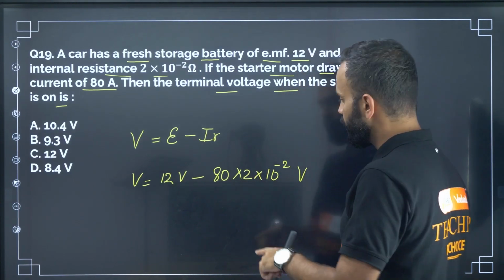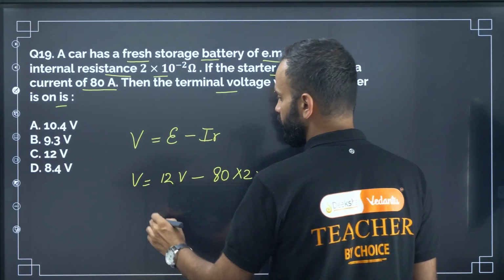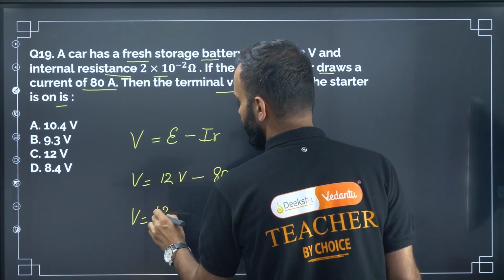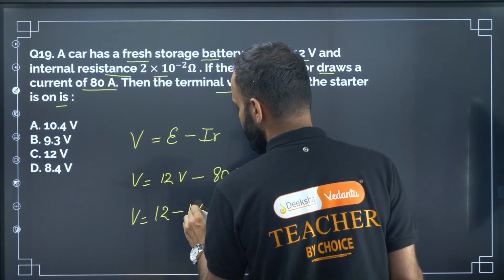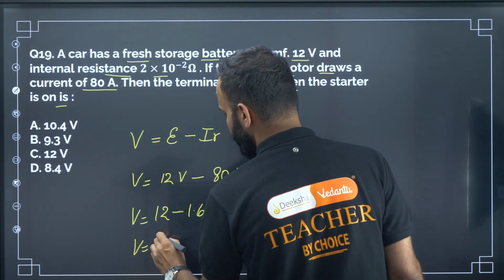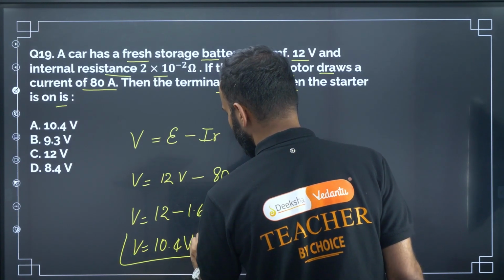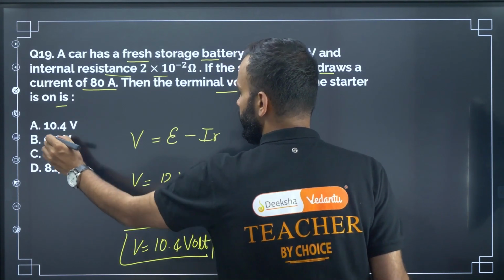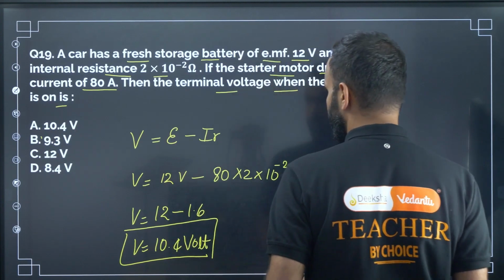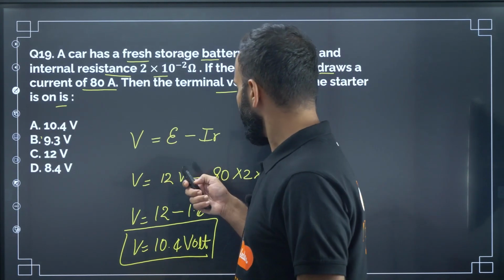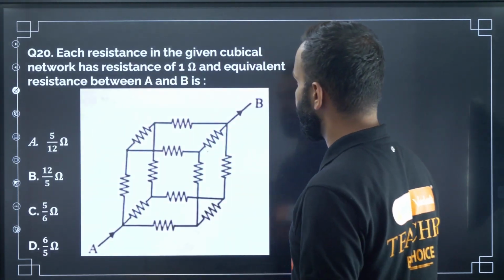80 into 2 is 160, 160 into 10 to the power minus 2 is 1.6. So V equal to 12 minus 1.6, so V equal to 10.4 volt. Okay, so the correct option is A. Next question, question number 20.